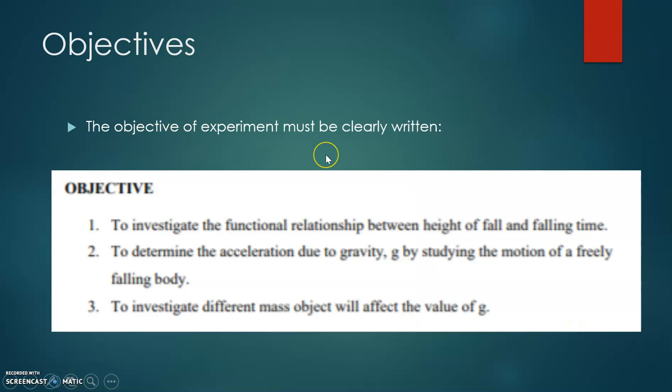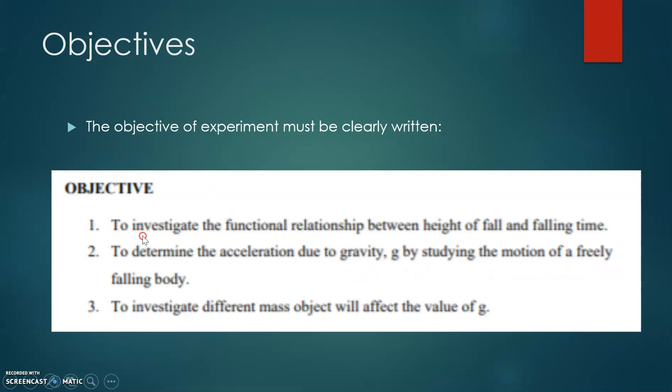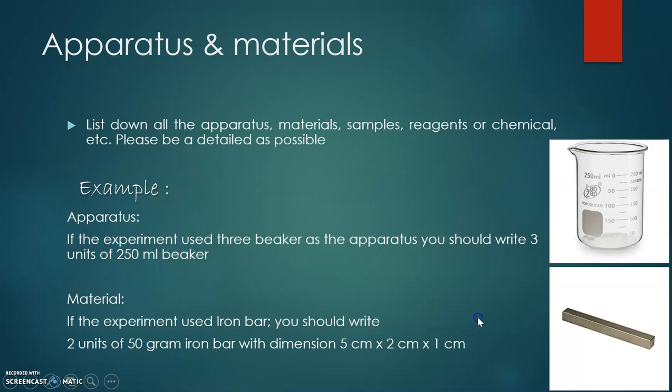Okay, the objective for this experiment, from your laboratory manual, they have 3 objectives for the experiment. The first one is to investigate the functional relationship between the height of fall and falling time. Second one, to determine the acceleration due to gravity g by studying the motion of a freely falling body. And lastly, to investigate if the mass of an object will affect the value of g.